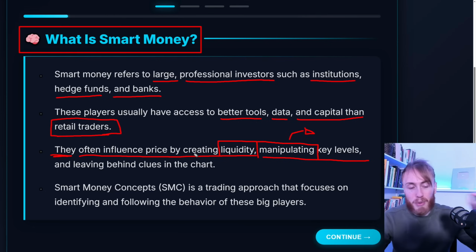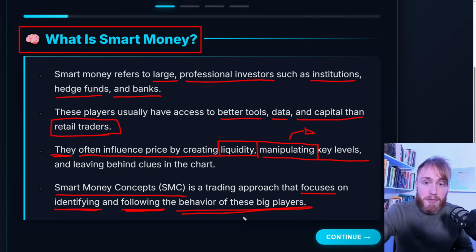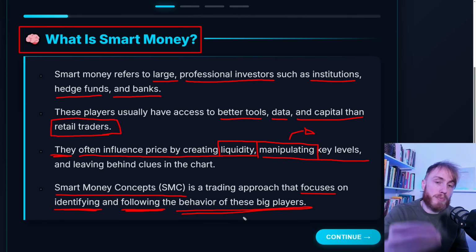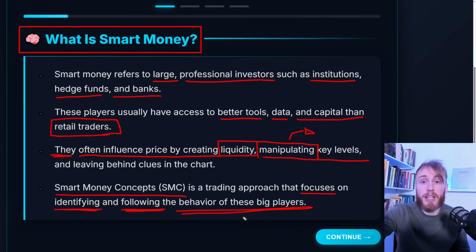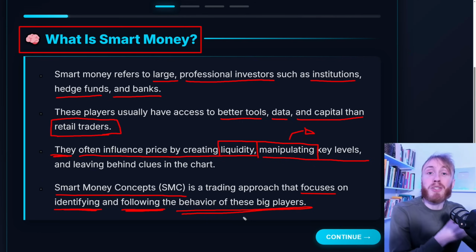And we will go very deep into the concepts in this video. But here, smart money concepts are basically a trading approach that focuses on identifying and, even more importantly, following the behavior of the big players. So think about it. If we can learn how smart money trades, in which direction, what patterns they are looking out for, what concepts they are using, right? That is where smart money concepts comes from.